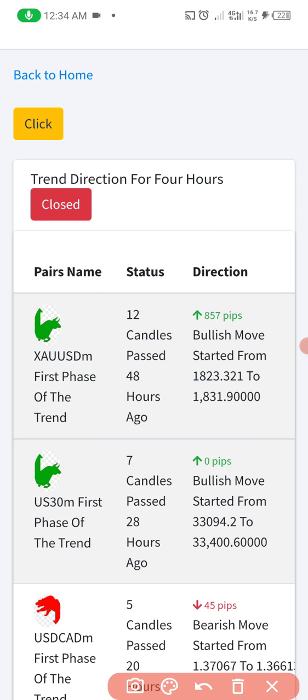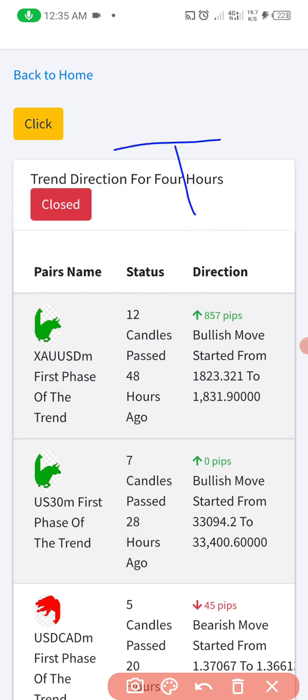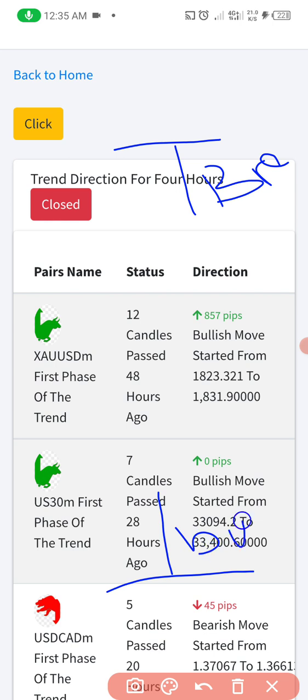If this is the price of a market, and it is moving from the bottom to the top, we call it the first phase. If it's coming from the top, selling from the top, we call it the first phase of a bearish move. If it's coming from the bottom, we call it the first phase of a bullish move. So this is the first phase of a bearish move, let me write it that way, bearish. And this is the first phase of a bullish move.